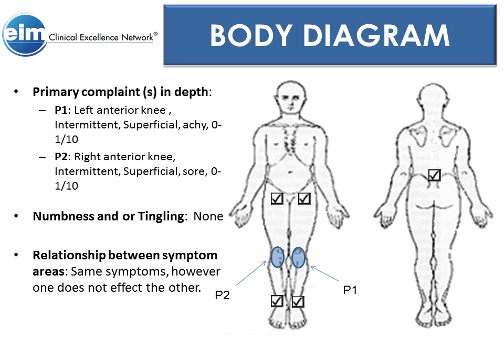P2 is the right anterior knee. It's also intermittent, superficial, and described as sore, achy again, with pain of 0 to 1 out of 10. There's no report of numbness or tingling. Regarding the relationship between the symptom areas, it's the same symptoms, however, one does not directly affect the other.